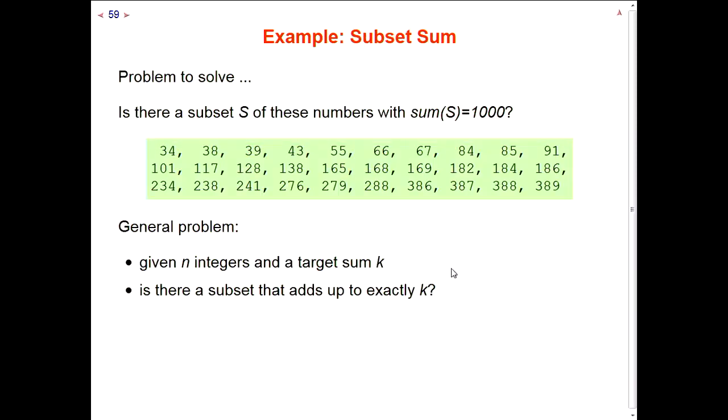Let's have a look at a much more difficult problem, namely the so-called subset sum problem. The problem to solve here is you're given a set of numbers, in this case 2, 4, 6, 8, 10, 30 numbers. And the question is, can you make a selection among these numbers so that when you sum up your selection, the result is 1,000? Can you select numbers among those that sum up to 1,000?